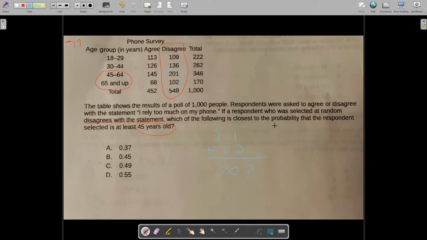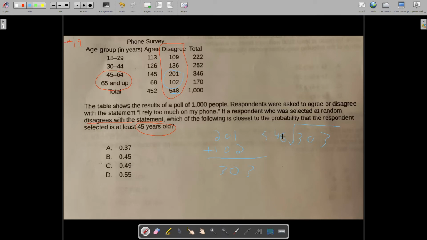And now that 303 people who could be a possible yes to the prompt were selected at random from the group of people who disagreed with the statement. So it's not going to be all 1,000 people. It's only going to be the people who disagreed with the statement, which is this column, and the total shows 548. So of the 548 people who disagree with this statement, what are the chances that they are also over the age of 45? So 303 divided by 548.